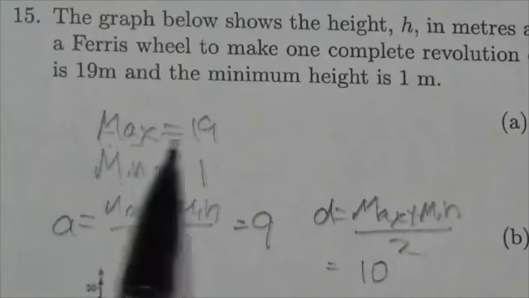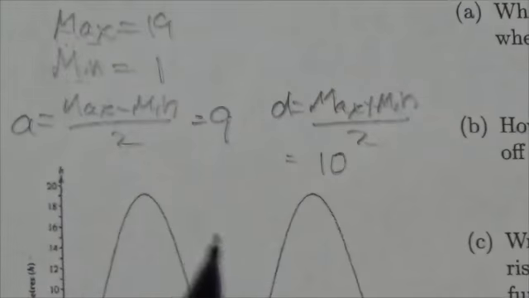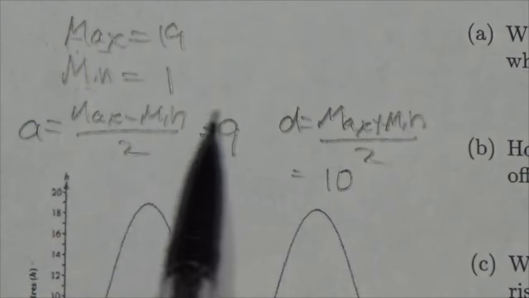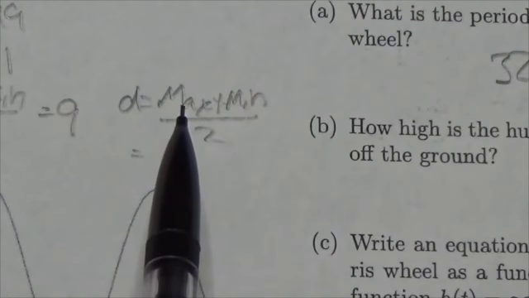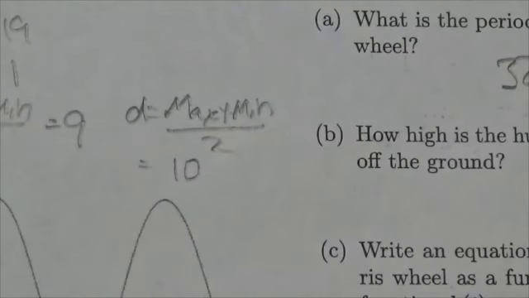When we found the maximum value was 19 and the minimum value was 1, which was given to us in the problem, in the previous video, even though I wasn't asked for it, I found the A value, which is max minus min over 2. And then the question was asking for the D value, max plus min over 2. And we got 9 and 10 respectively for those.